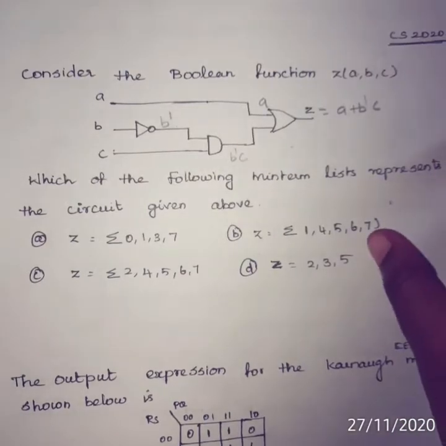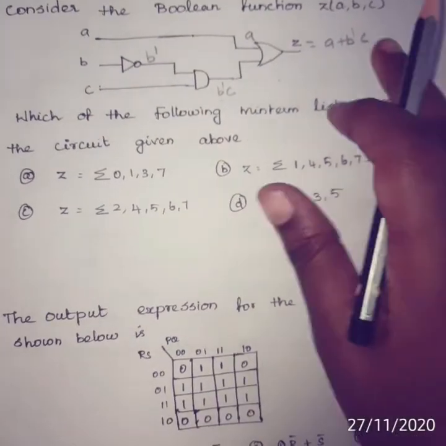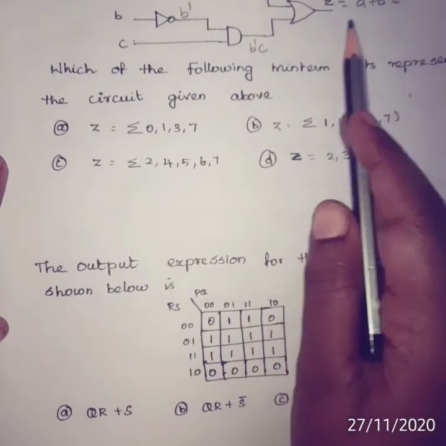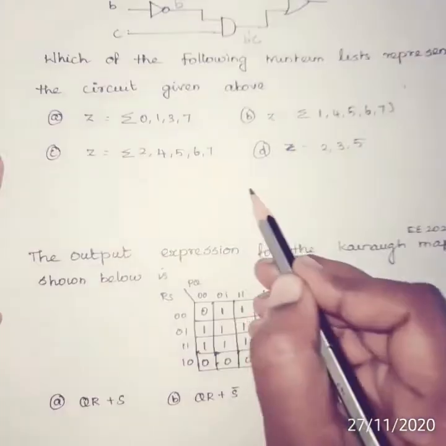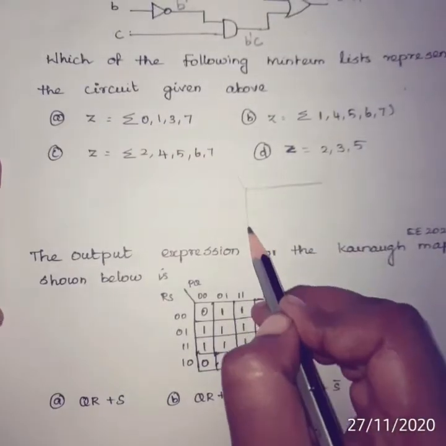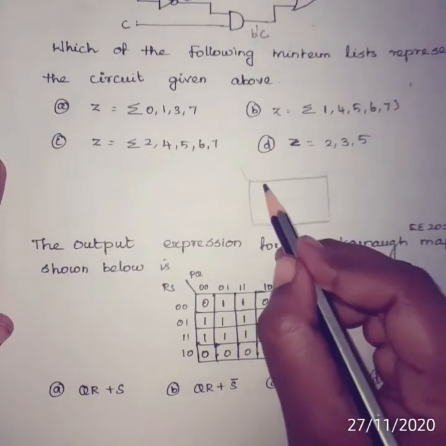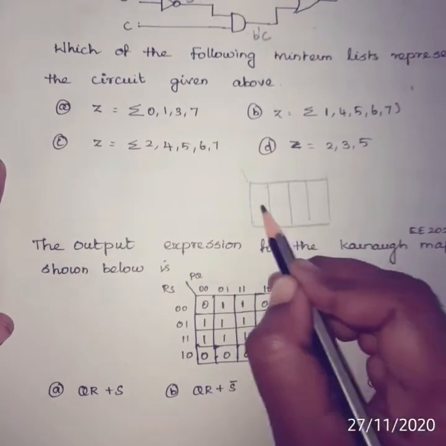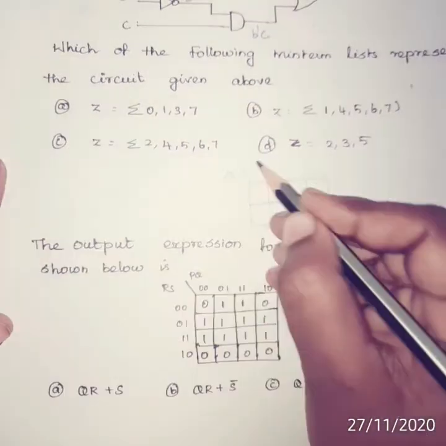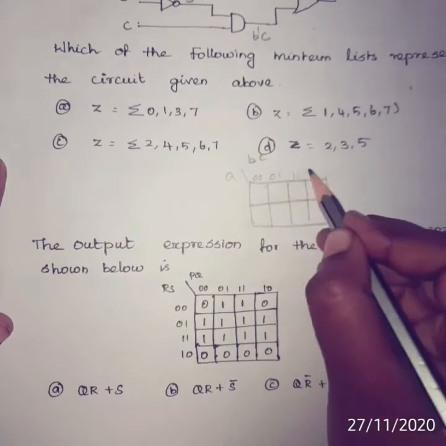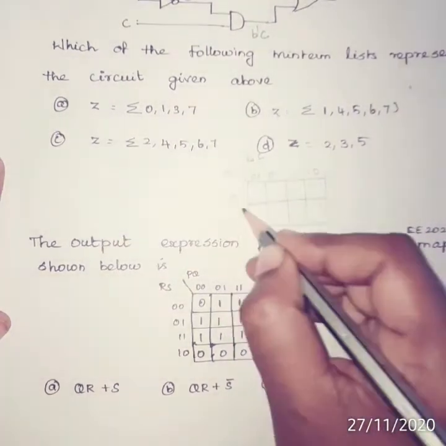Next you have to find the minterms involved in this expression. I will tell you the simple way. Here it is a 3 variable function, so first draw the 3 variable K-map. It is an easy method to find the minterms. So A, B, C, with columns 0 0, 0 1, 1 1, 1 0, and rows 0 and 1.